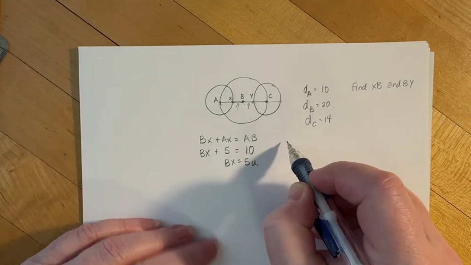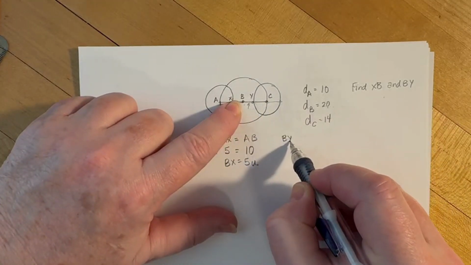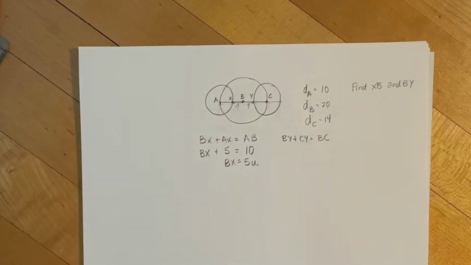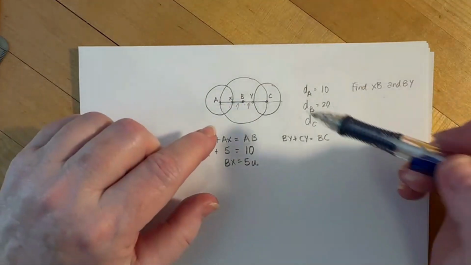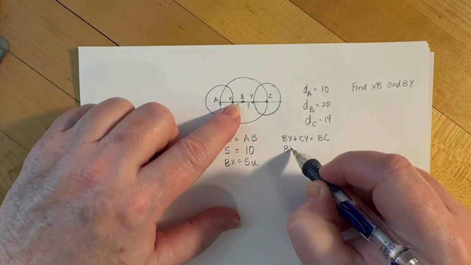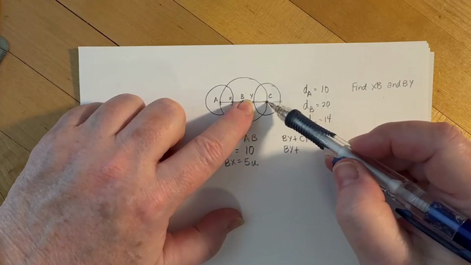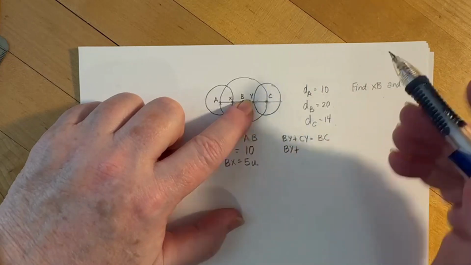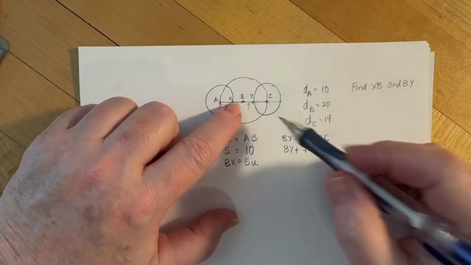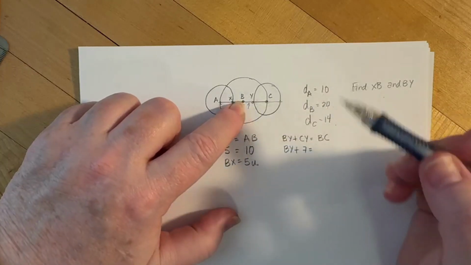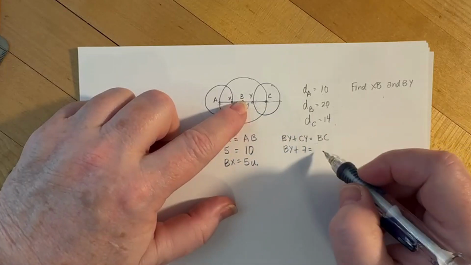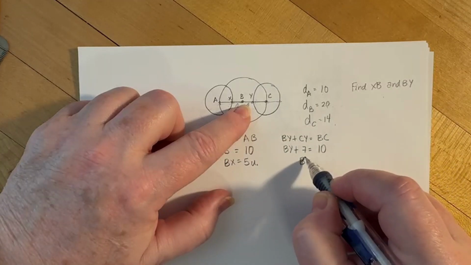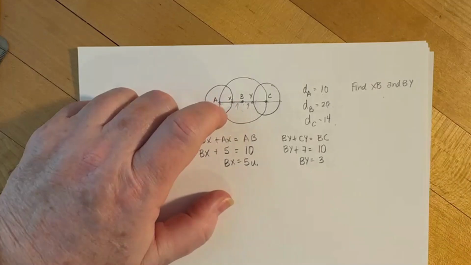Then I want to try to find BY. And I notice that BY plus CY is equal to BC. And again, let's look at those relationships that we have. We're looking for BY. We don't know what it is. Now CY is the radius of circle C. And again, the radius is half the diameter, so that's 7. And BC is the radius of circle B, which we already knew that radius was 10, because it's half of 20. And again, I'm just going to subtract 7 from both sides, and I get BY is equal to 3.